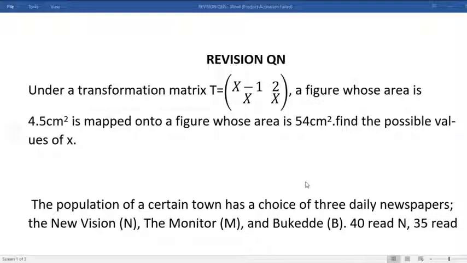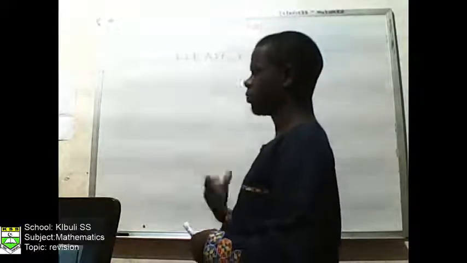Now they're asking for the possible values of x, but we should know that in mathematics we always have what we call the linear scale factor. We have the linear scale factor, we have the area scale factor, and we have the volume scale factor. These are the common measurements that we normally use. But these must have a relationship. The linear scale factor is related to the area scale factor, and the same linear scale factor is also related to the volume scale factor.